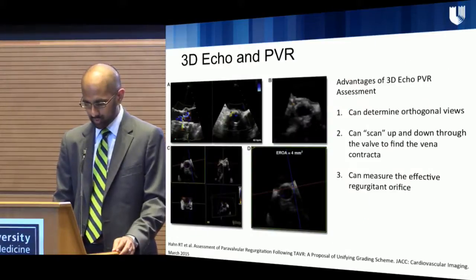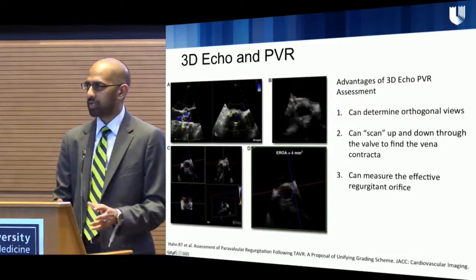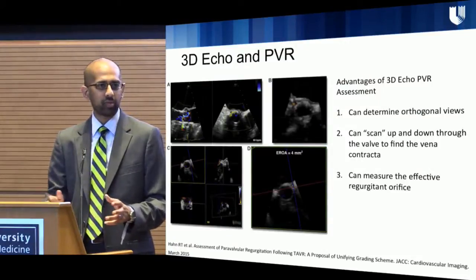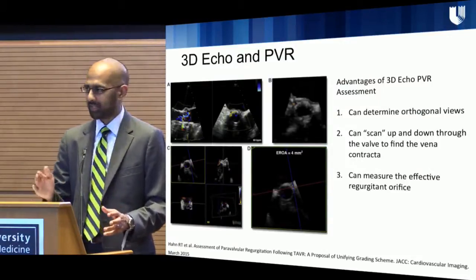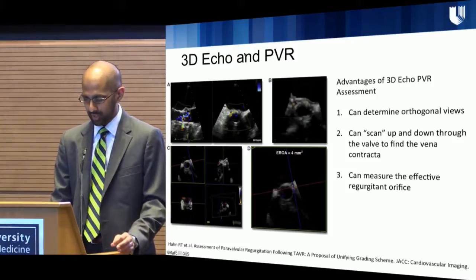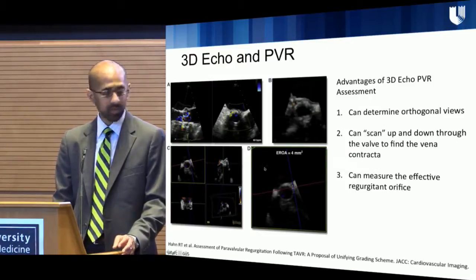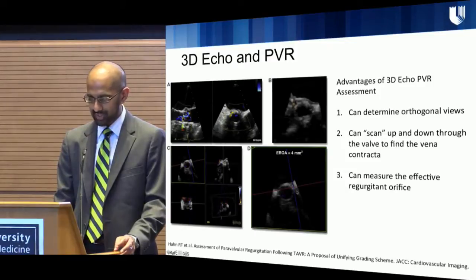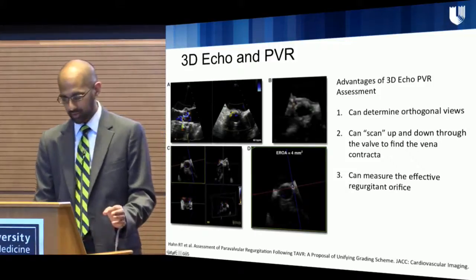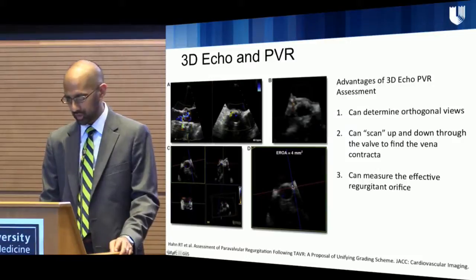Now, doing this with 3D acquisition, you can actually just take one image and you can go back and scan through the image, go up and down in it, and see exactly where you are when you get your clock face view. So you can have this clock face view up here at the sinuses, down here closer to the leaflet tips, and in the LVOT, and you can make the measurement in each one of those cases. And what I've shown here is an example where we've actually traced out the area of the regurgitant orifice, and it's 4 millimeters squared.